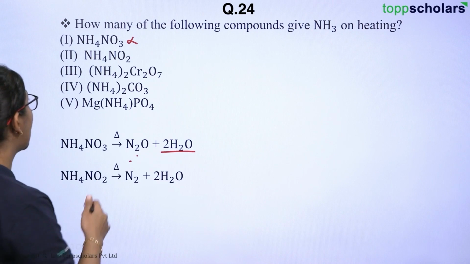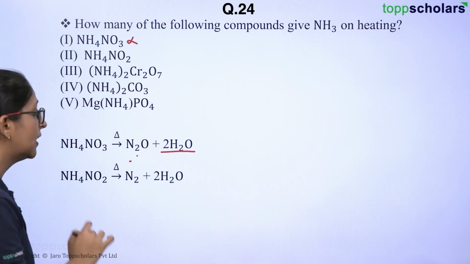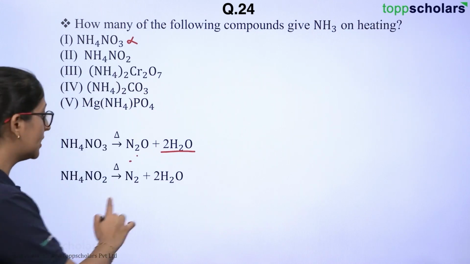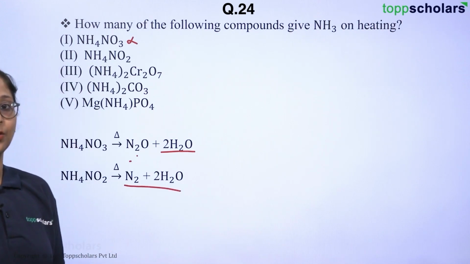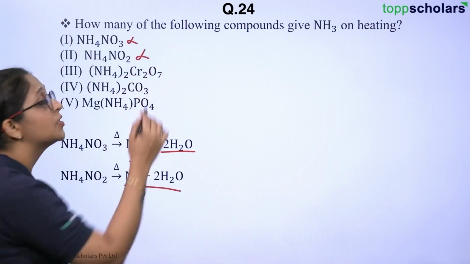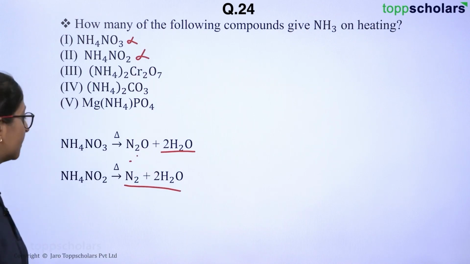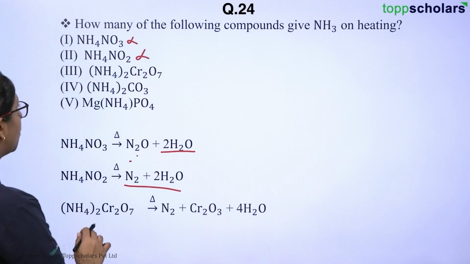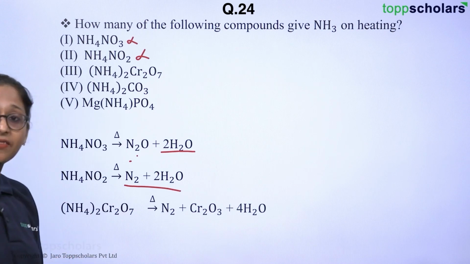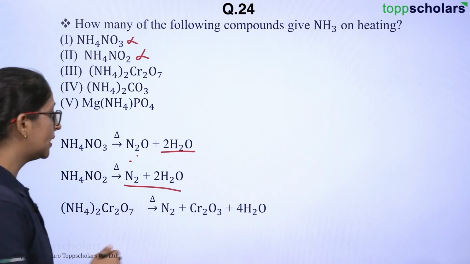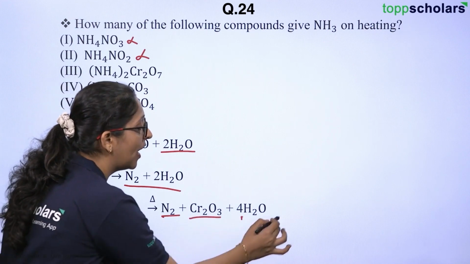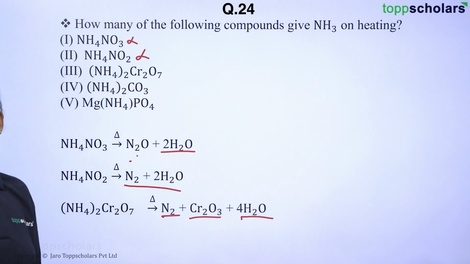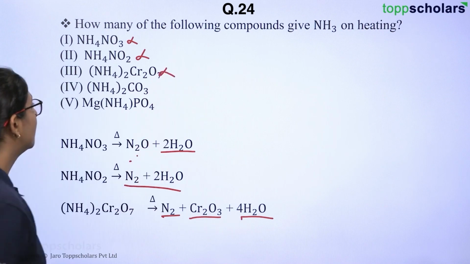The second that we have is NH4NO2. If we heat this compound, we can see that the resulting products are N2 plus 2H2O. Again, the compound does not give ammonia on heating. Then we have (NH4)2Cr2O7. If we heat this compound, the resulting products are N2, Cr2O3 and 4H2O. Again, no ammonia on heating, right?